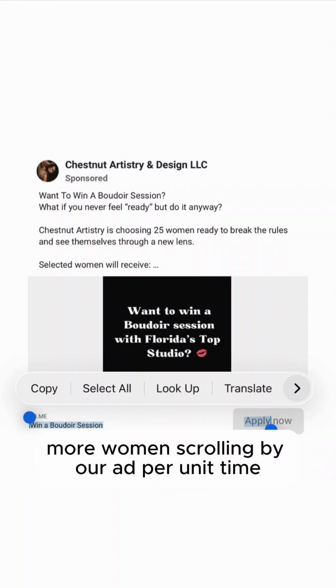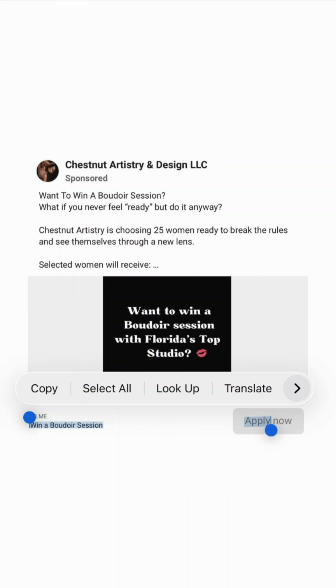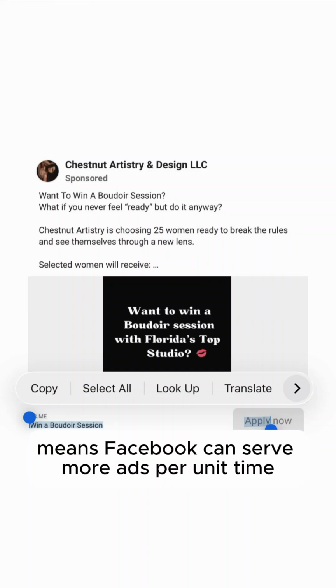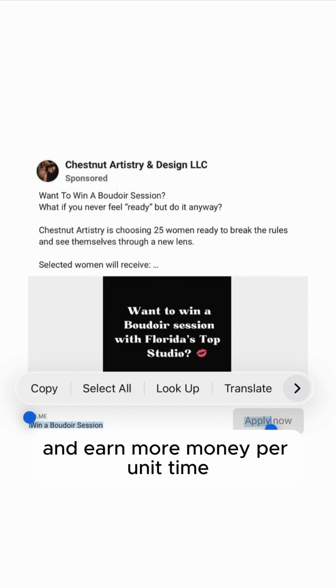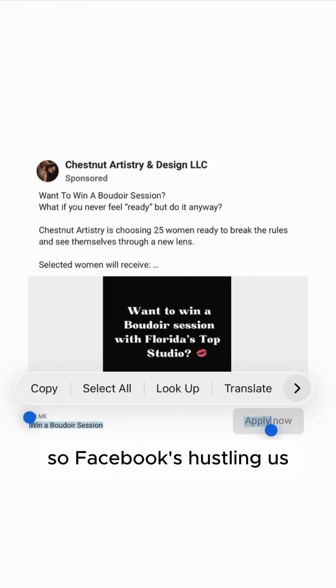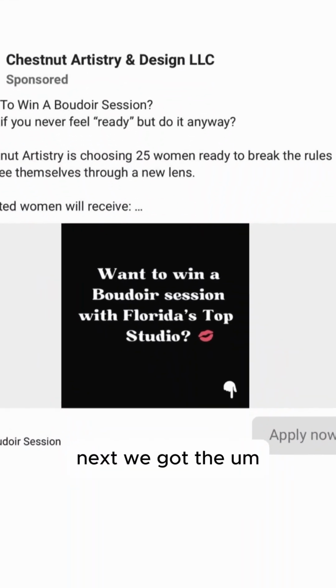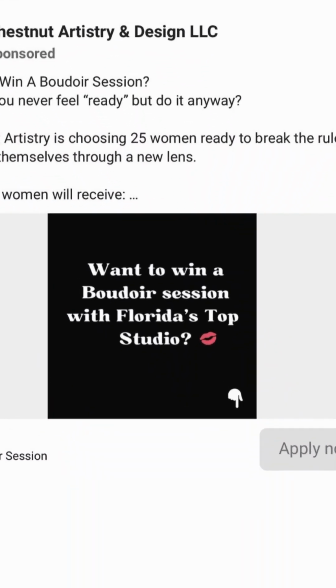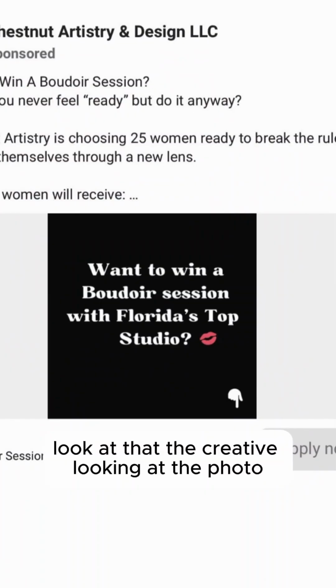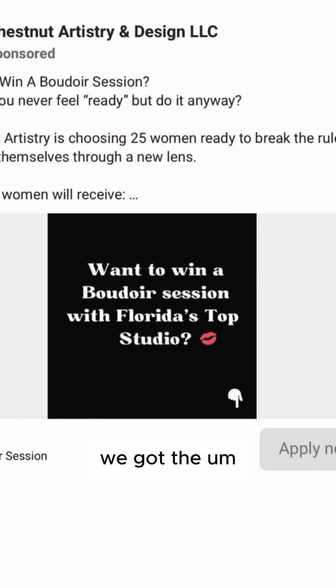Facebook's happy though. More women scrolling by our ad per unit time means Facebook can serve more ads per unit time and earn more money per unit time. So Facebook's hustling us. Next, we got the look at the creative, looking at the photo. We got the looks-like-an-ad mistake.